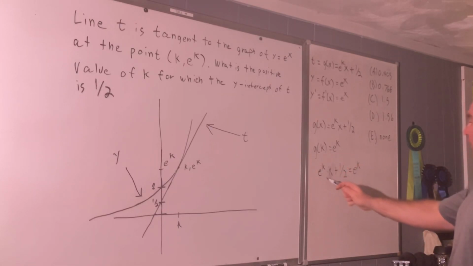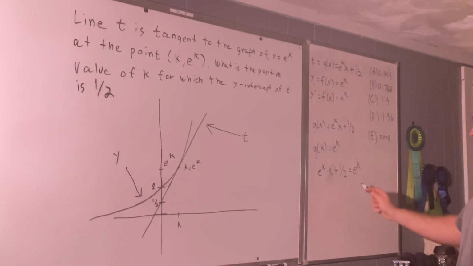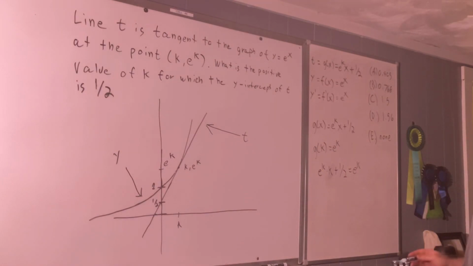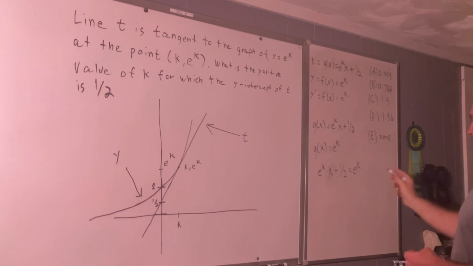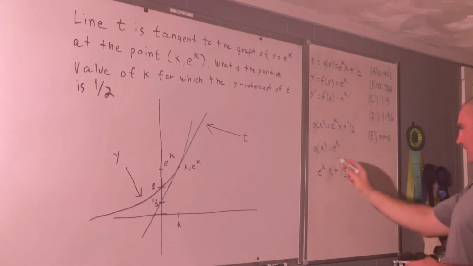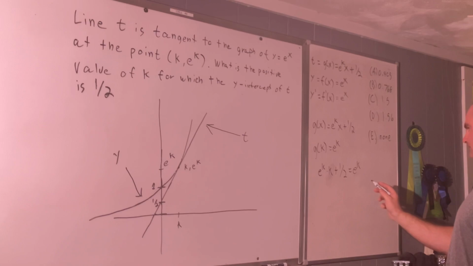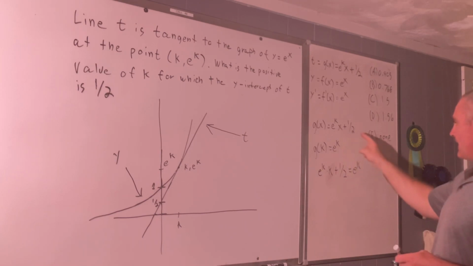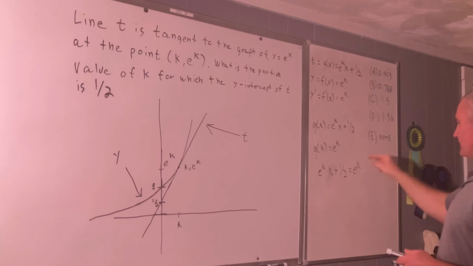So if we solve this equation for k, we have found the exact answer to the problem, and then we just pick it from here. Well, that's not going to be possible because, well, let's go with this. Let's do that. Did I do that right? Yeah. G of k, which is this thing, is equal to e to the k.